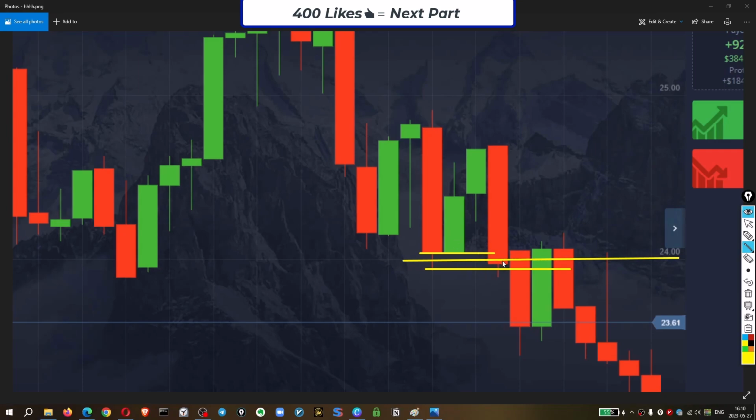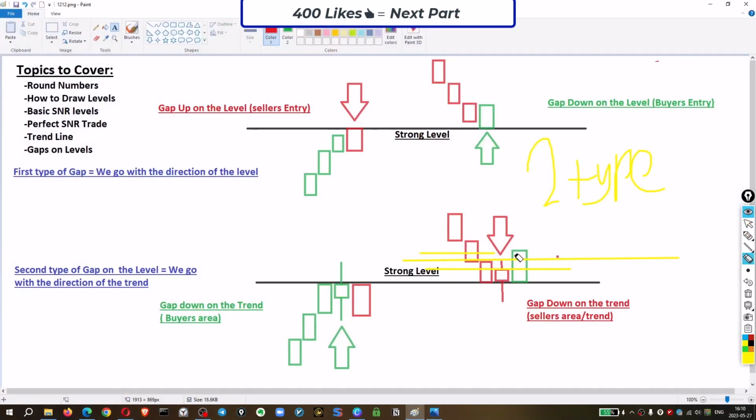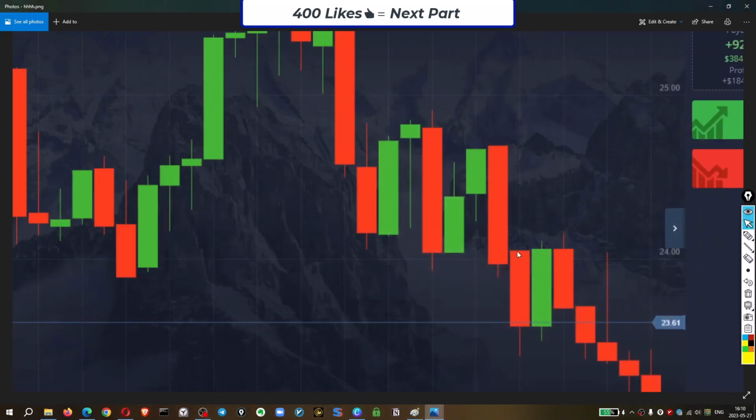And this candle closed on this zone, so we obviously should go with the buyers for the next candle. But we have a jump up, so we go with the trend. This is the second type of gap we discussed here. This is the second type of gap, so we go with the trend here.